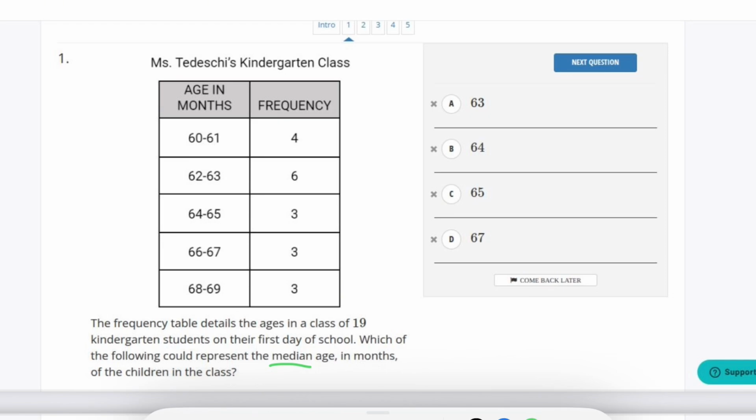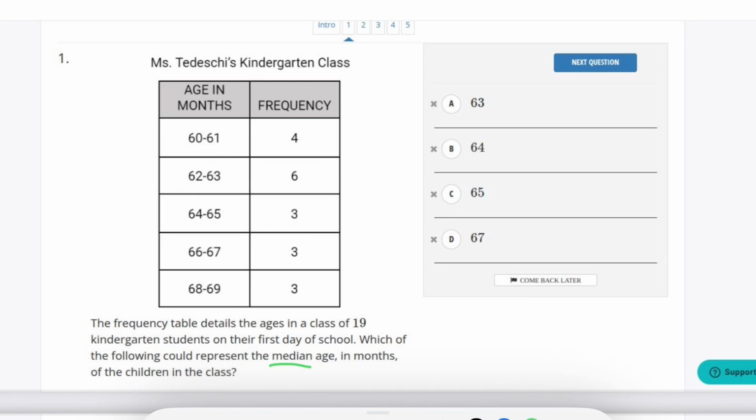So in this case, it's already given to us in increasing order, so we just have to see which data number set has the 10th number. You just have to add until you get 10. So 4 plus 6 is 10. So right away we already know it's between 62 and 63.